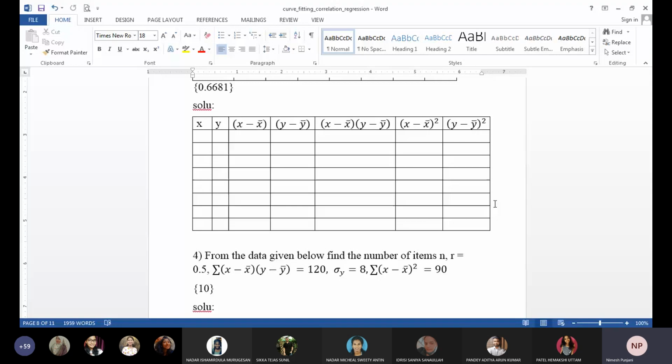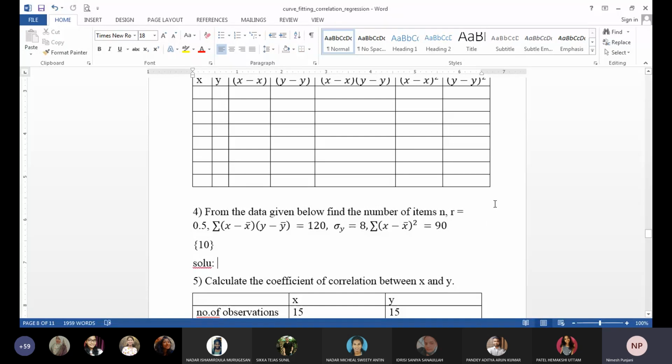So sum number 4, what it says: for the given data, we have to find out the value of n. The value of r is given, summation of (x minus x bar) into (y minus y bar) is given, sigma y is given, and summation of (x minus x bar) the whole square is given. What we have to find is n.